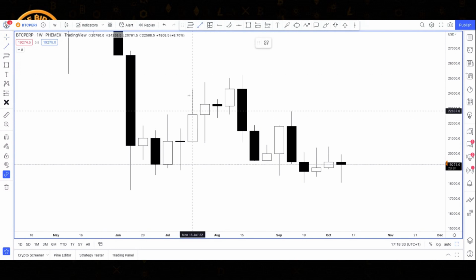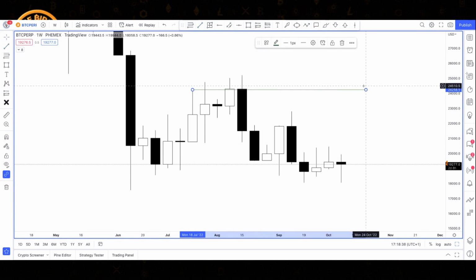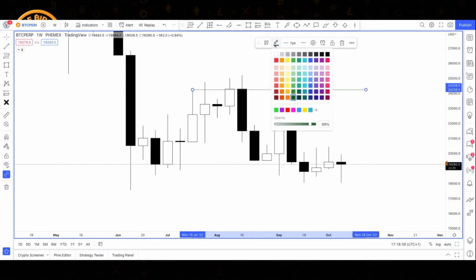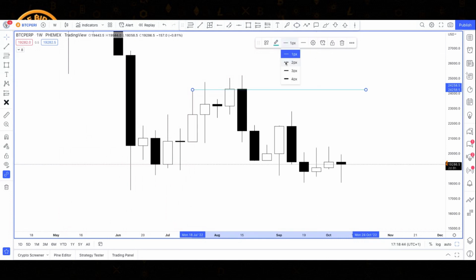So for me, this was a key level. Because this is our weekly level, I like doing this in teal, make that a little bit larger as well. Now, as we go down, now we're looking for what's capping the downside.